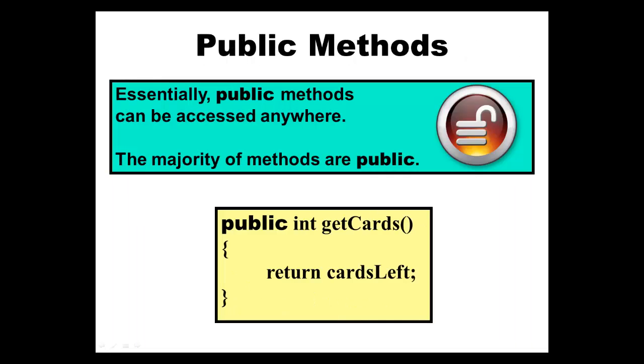Now, public methods, well, it just means you can access it from anywhere. If you think back to all of our other applications, such as Scanner, for instance, you can access that even though you're not inside of the Scanner class. So if I want to take in data, I can create a new scanner. I can grab those methods and access them within whatever program I write. Most methods are indeed public.